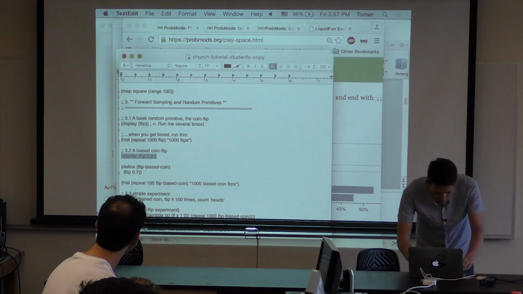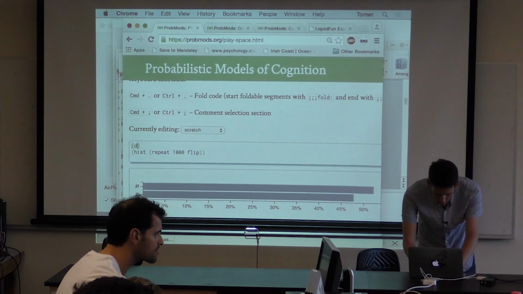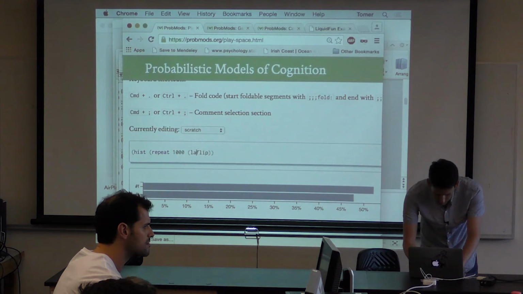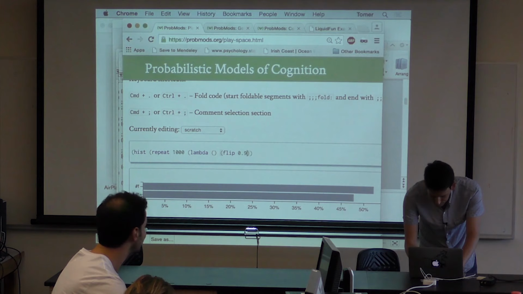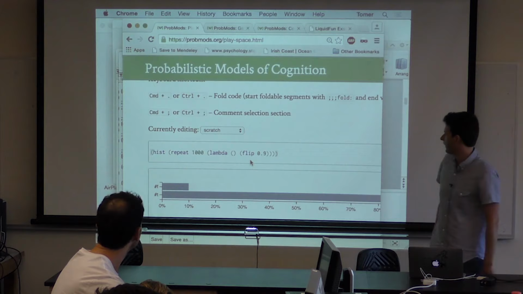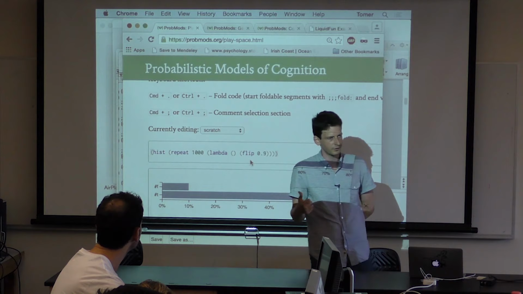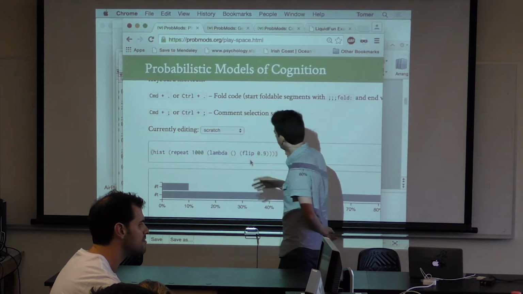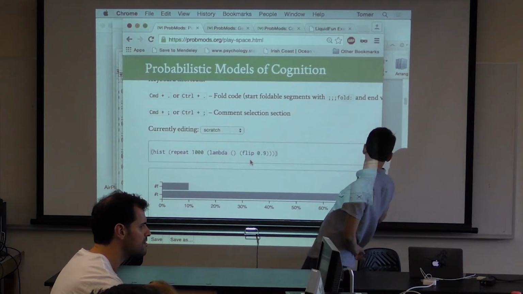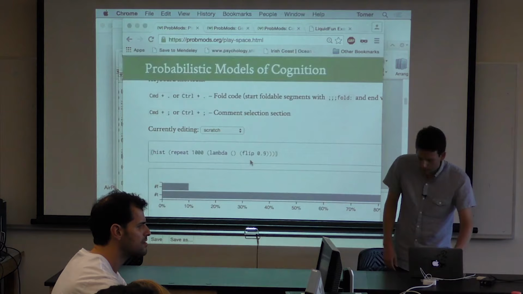So for example, if I define something, let's do this slightly differently. Let's call this lambda something, and what it does is flip 0.9. If you run this forward, what you'll get now is that flip can actually take in some arguments. If you don't give it any arguments, it'll just do flip 50-50. If you give it some arguments, it'll flip a biased coin, where the coin is biased towards 0.9. And you can see that if I repeated that 1,000 times, I get approximately 90% heads or true and about 10% tails.